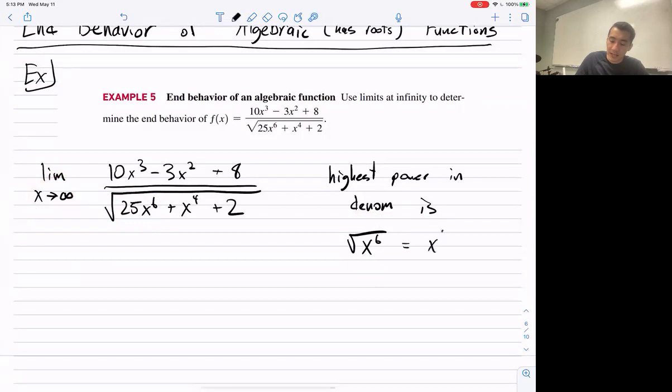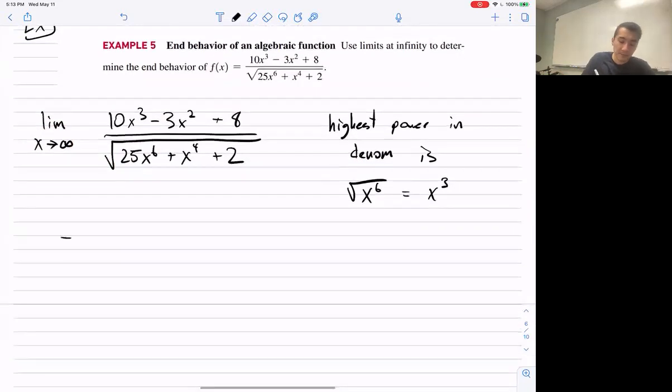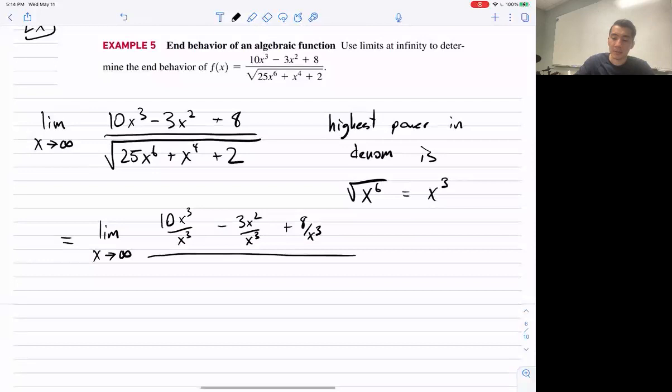This is really just equal to x cubed. And so we can divide everything by x cubed. And so this limit becomes the limit as x approaches infinity of 10x cubed over x cubed minus 3x squared over x cubed plus 8 over x cubed. And then on the bottom, we're going to replace it with that because these are equivalent when x is positive.